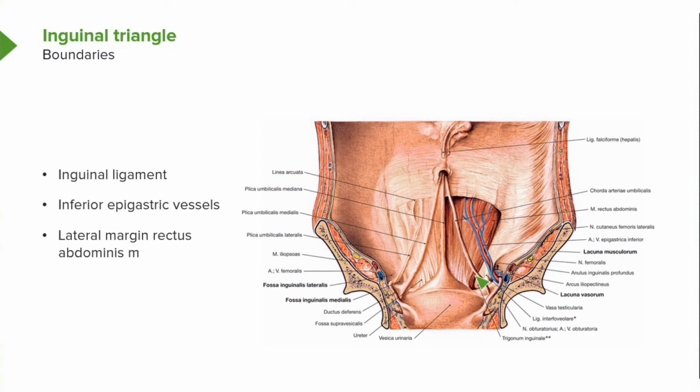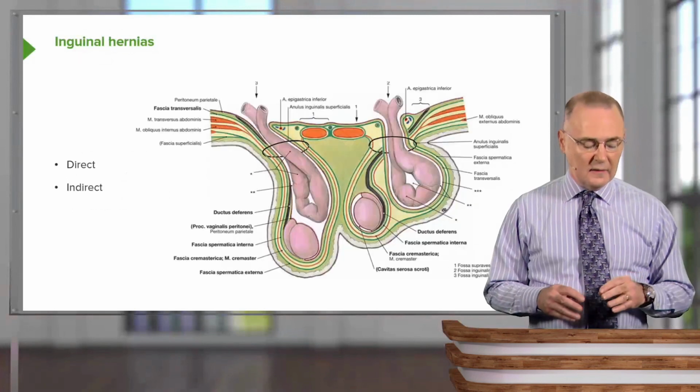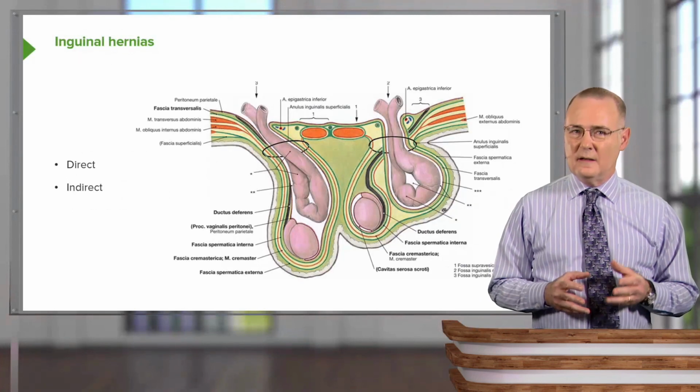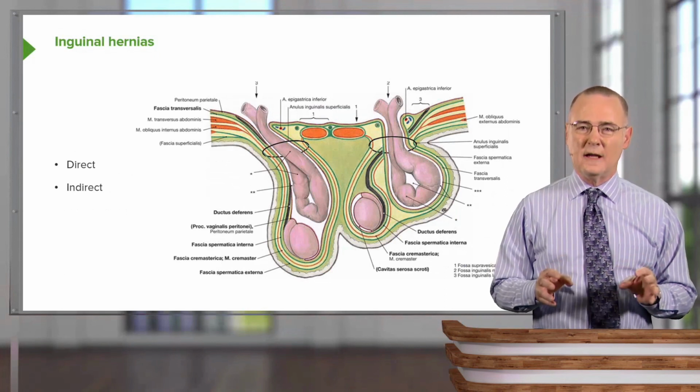Another boundary of our triangle is the lateral margin of the rectus abdominis that we see along here. And then this border of the triangle is formed by the inferior epigastric vessels. So again, we have a nice geometric triangle formed by those three structures. Understanding the inguinal triangle is useful in understanding the difference between a direct and an indirect inguinal hernia.